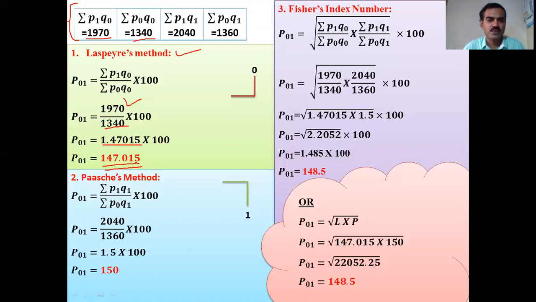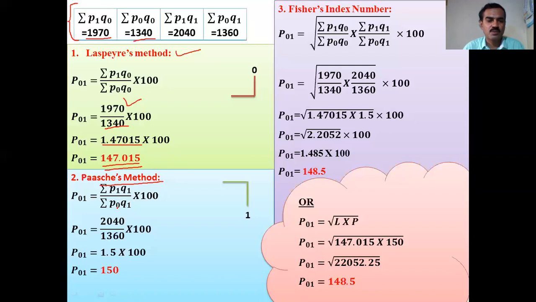It means if you deduct the base 100 from this 147.015, then there will be an increase of 47%. Right. Next we shall move towards Paasche's method.